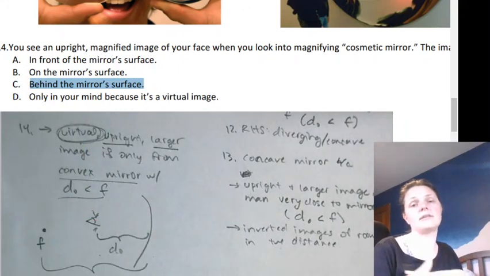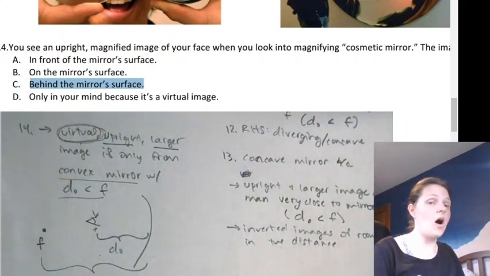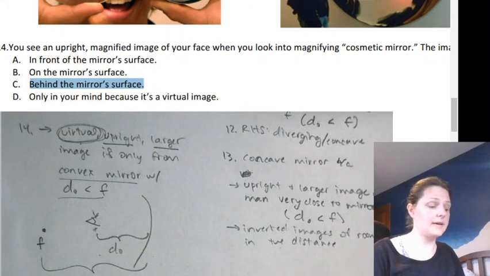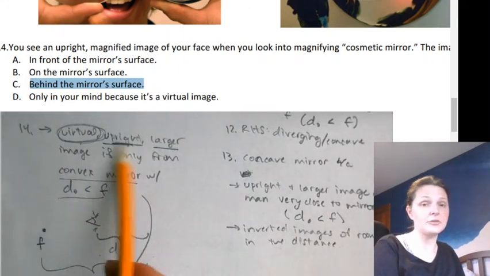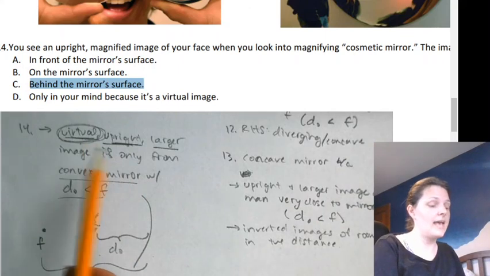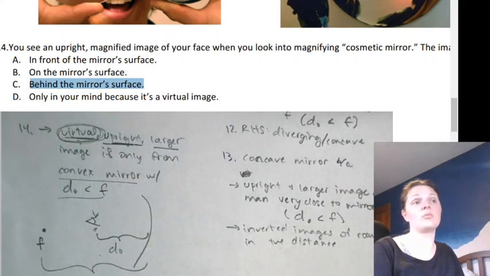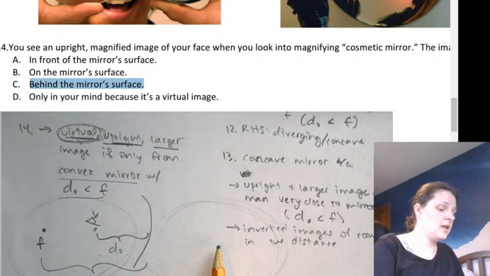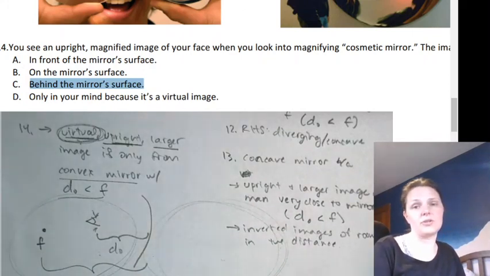A real image that comes from a single mirror or lens will always be inverted. It will always be upside down. The fact that this is upright tells me that this has to be a virtual image. And a virtual image is not where rays really cross. So a real image would be formed over here on the left-hand side of the mirror. A virtual image will be formed over here, back behind the mirror. The rays can't actually be coming from back behind the mirror, so they are going to travel. So this must be the location of a virtual image.